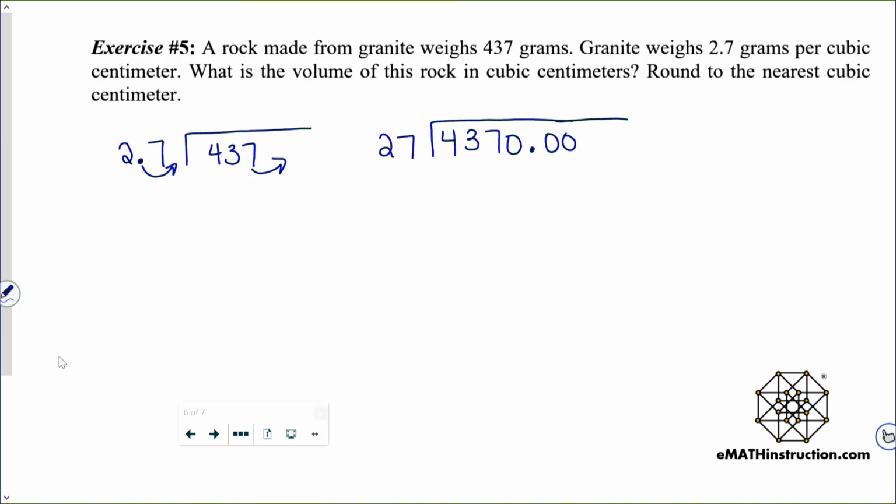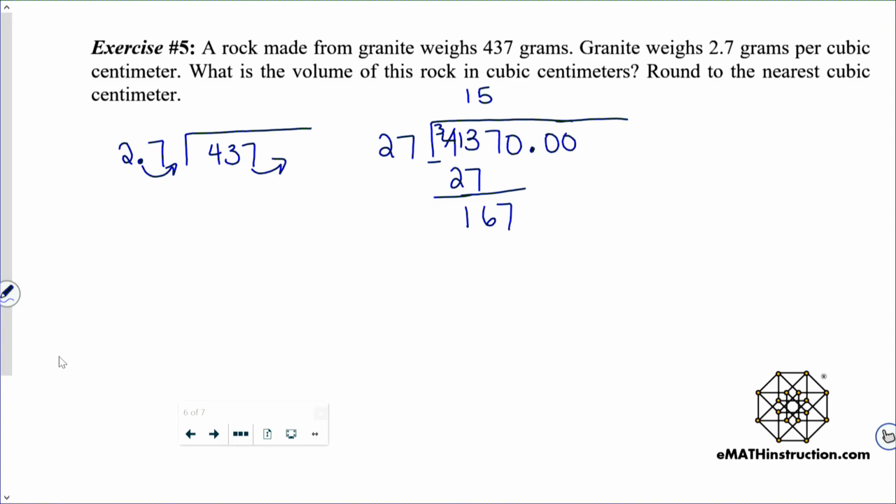So here we go. I've got to think about how many times 27 goes into this. So 27 goes into 43 just one time. Now I have to do a little subtraction here. 43 minus 27, maybe do a little borrowing. I'm going to get a 6 here, a 1 here, and then I'm going to drop down that 7. I now have to think about how many times 27 goes into 167. I don't really want to think about that, but I'm going to.